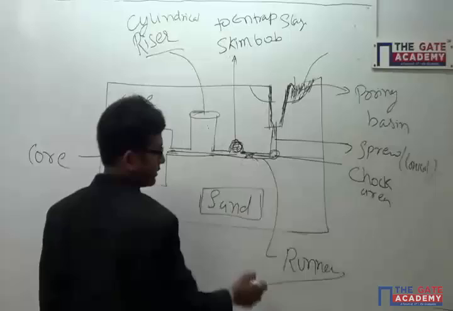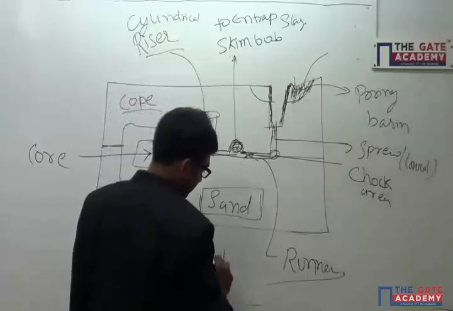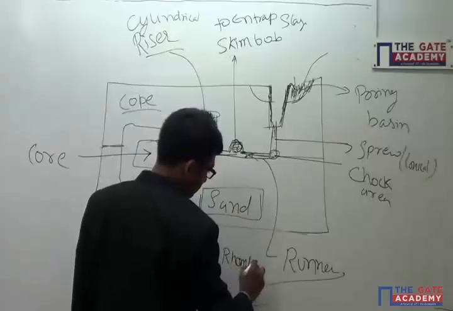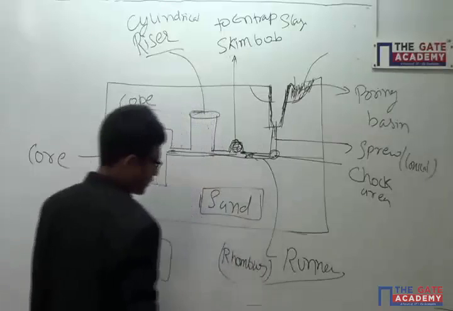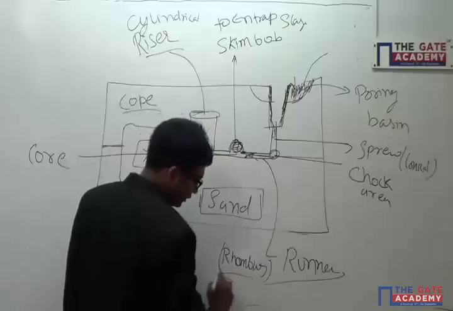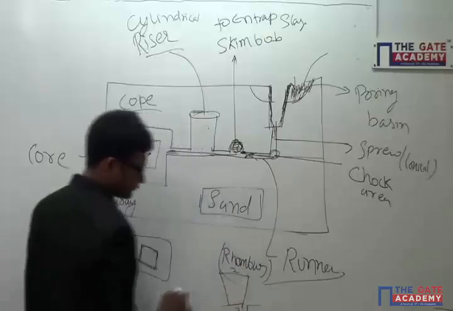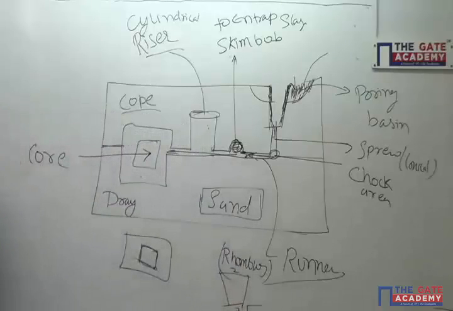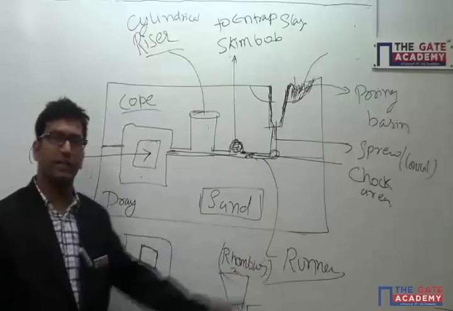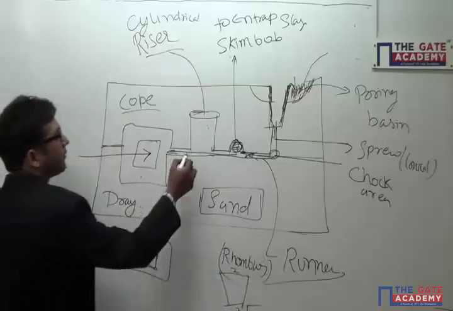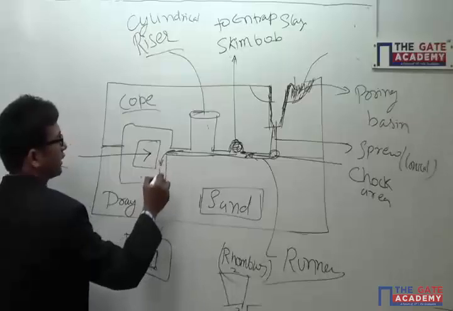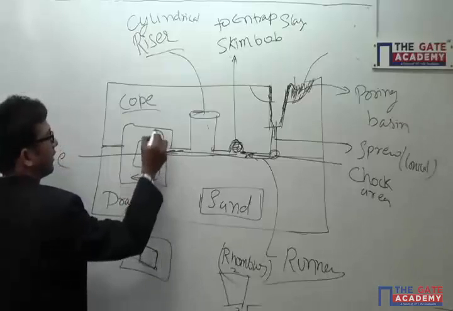The shape of this runner is rhombus, with a height to length ratio of 1:2. This is the cross section of this runner. Fine. Then my molten material will go into this cavity to fill it.